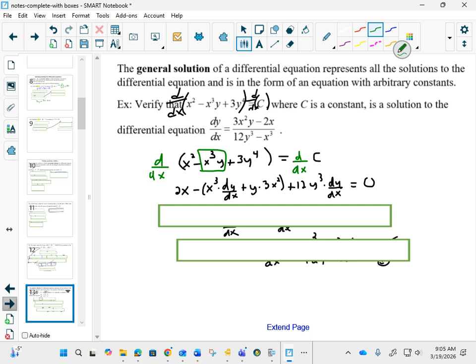Notice how I put that all in brackets because we have a subtract sign out front. We're subtracting all of that. So when we do that derivative, we have to subtract all of that. Then 3y to the 4. That's a chain rule. The 4 would come out in front, subtract 1 from the exponent, then the derivative of the inside is dy dx. And the derivative of any constant is 0.